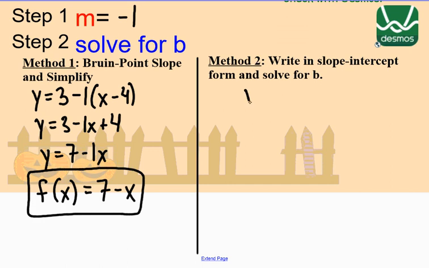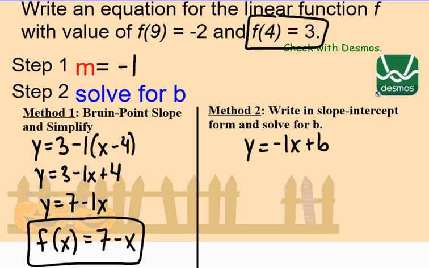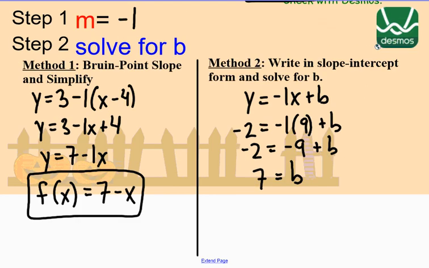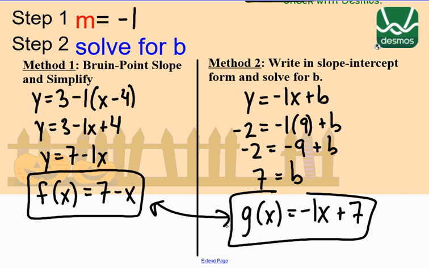Method 2, y equals mx plus b, but I know that m is negative 1. Then I can use either point. Just to show you, I'm going to use the first one on this second method. So negative 2 for my y equals negative 1 times 9 for my x coordinate plus b. I get negative 2 equals negative 9 plus b. Add the 9 over the other side. That makes 7. And I get my y-intercept is 7. Then write it in function notation. You can call it anything you want. I call the last one f. Let's call this one g. G of x is negative 1x plus 7. And that's the exact same equation I got on the first one.